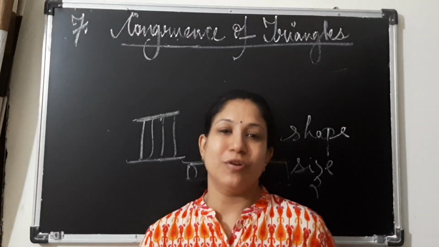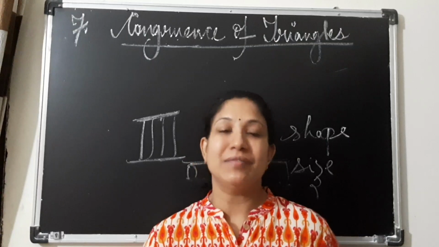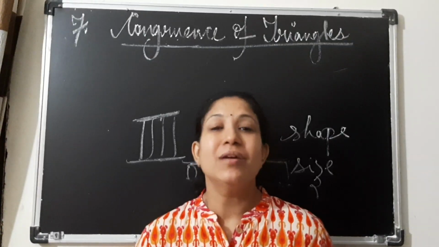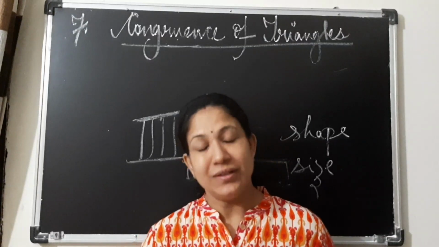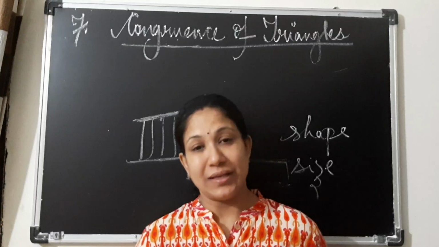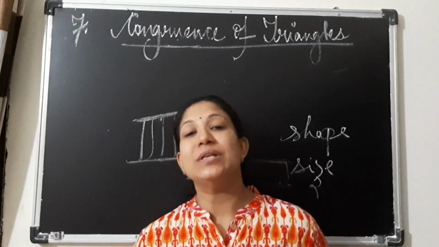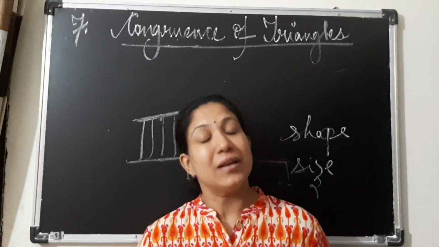Let us continue with the topic congruence of triangle. Children, so far we have discussed what we mean by congruence, correct? We came to know by doing some activity that if two objects are of the same shape and size, they are congruent to each other. Those were the objects we have taken and understood.